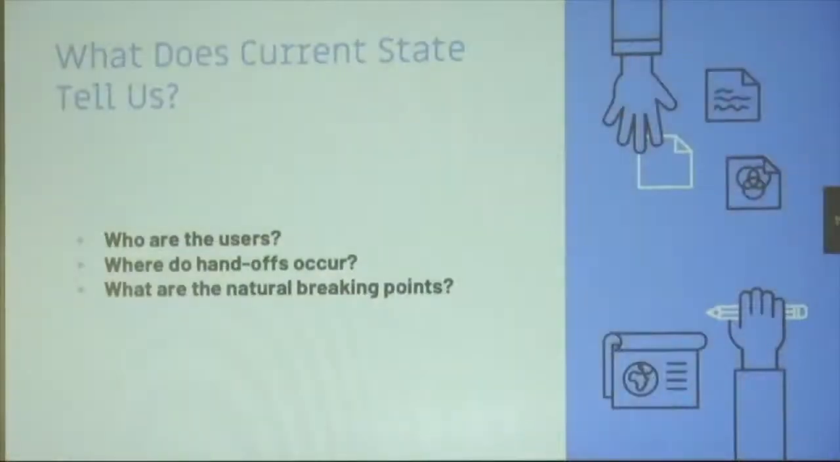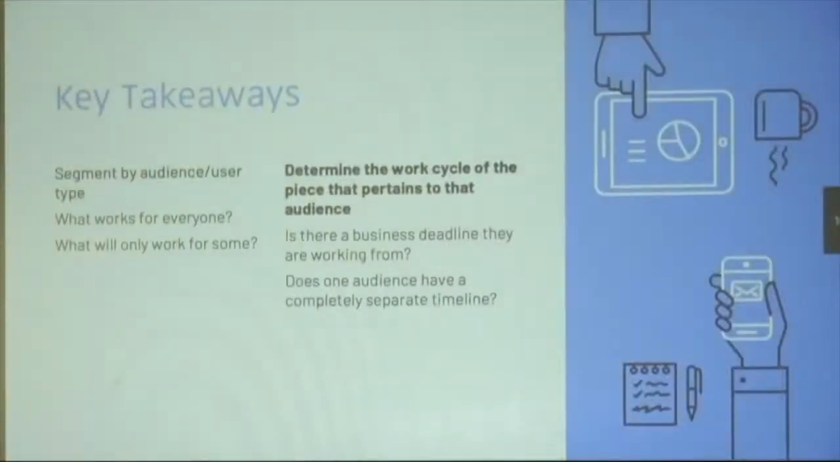Next slide, please. So in that initial current state mapping and in identifying who the personas were that we were going to be talking about, you really start to understand who your users are and where these handoffs occur. Who's handing what off to whom? And what are the natural breaking points? Next slide again. We were able to segment by the audience and the user type and start to ask the question, what in this process works for everyone and what only works for some? That's kind of that 80-20 rule that I'm sure a lot of you are familiar with. Can we capture the 80% and deliver something that can work for most of the people on campus?